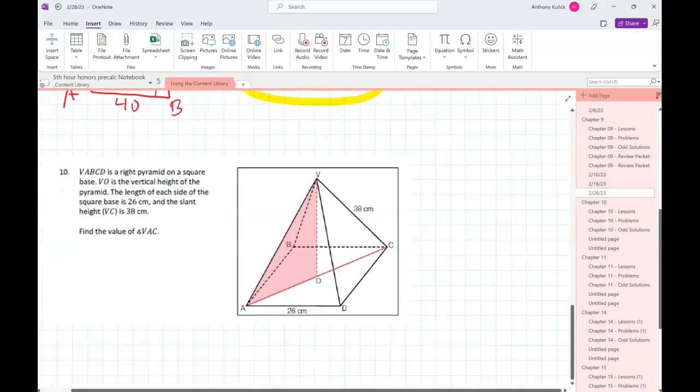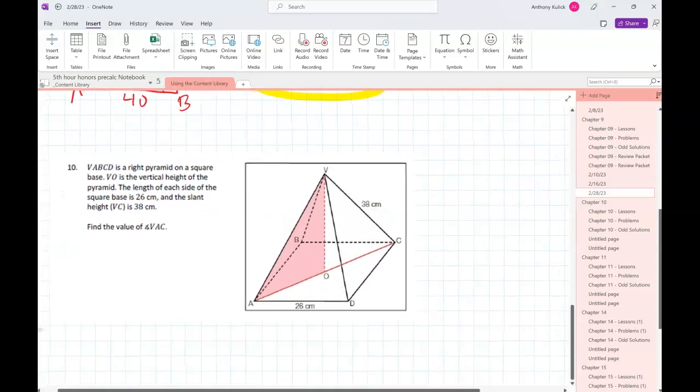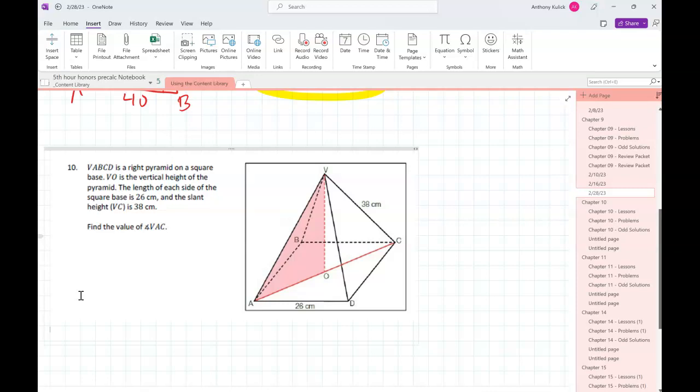All right, let's see. It says VABCD is a right pyramid on a square base. VO is the vertical height of the pyramid. The length of each side of the square base is 26, and the slant height, that is VC, is 38. And we want to find the value of angle VAC.